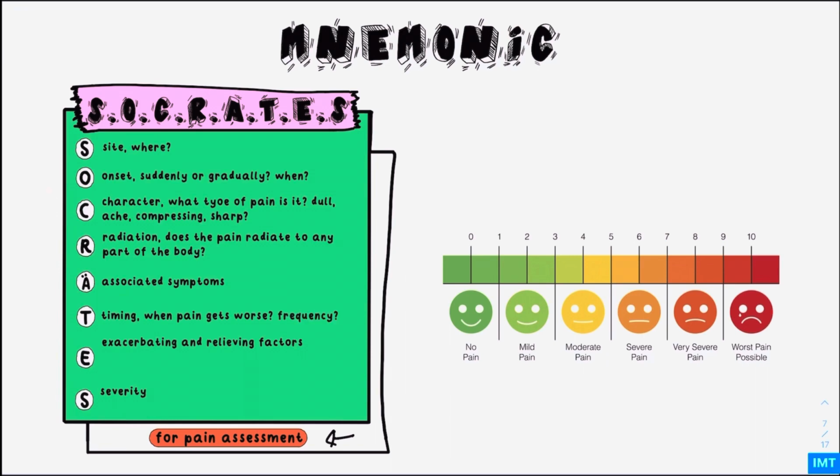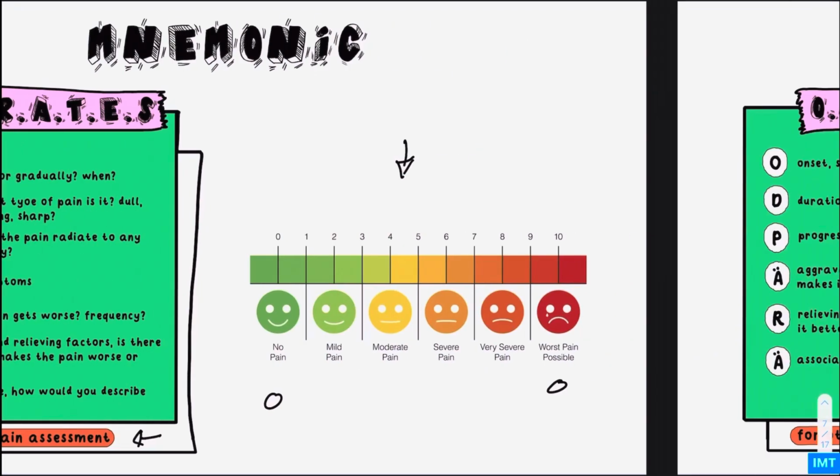Timing is very, very important, and the frequency also. Exacerbating and relieving factors: you should ask the patient what kind of things worsen the condition and what kind of things relieve it. Okay, severity or the score: this is the pain scale from no pain, which is 0, to the worst pain ever, which is 10.